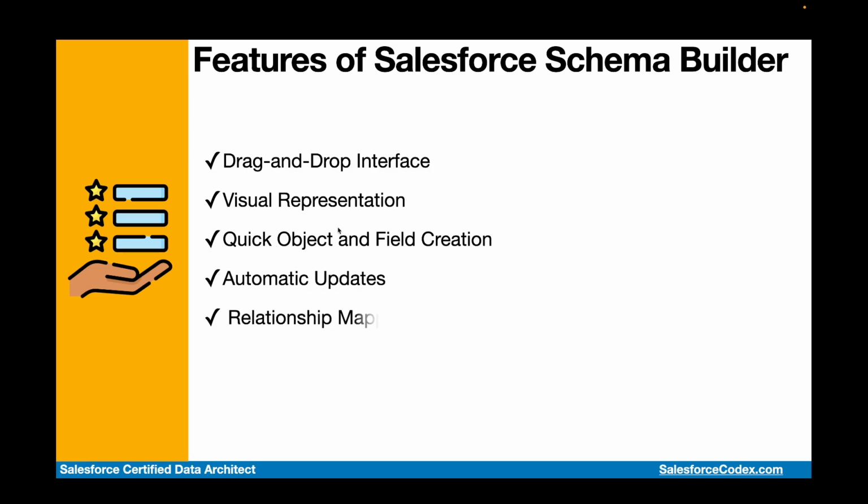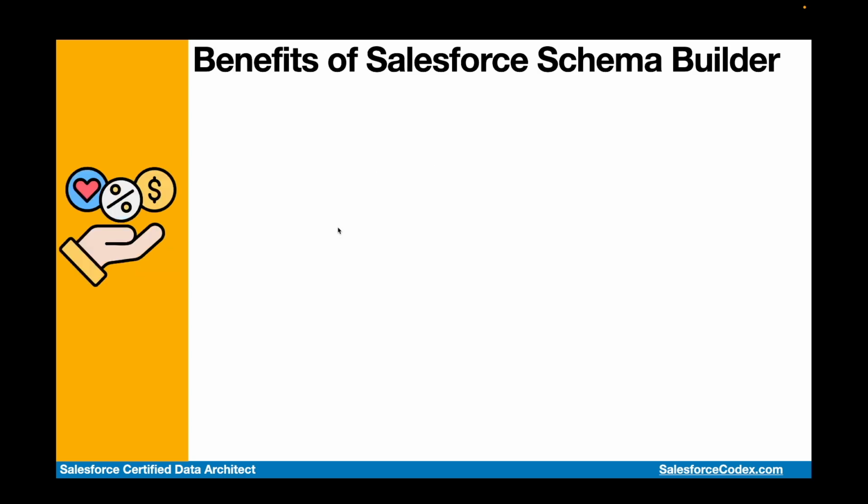Relationship mapping. We can clearly see how objects are connected through lookup and master detail relationships. Let's see what the benefits of using Salesforce Schema Builder are. Why should we use Schema Builder instead of traditional object management methods? Here are some key benefits.